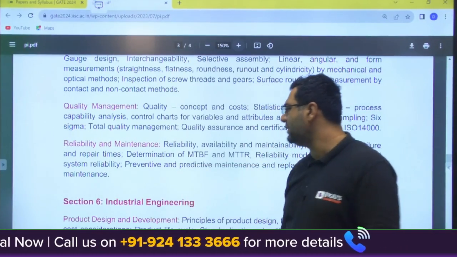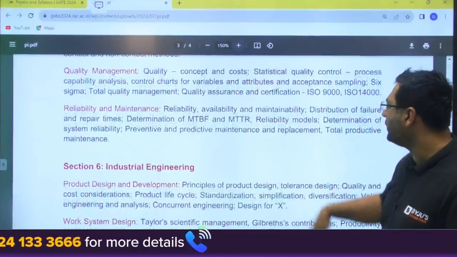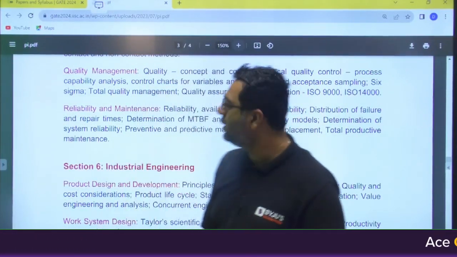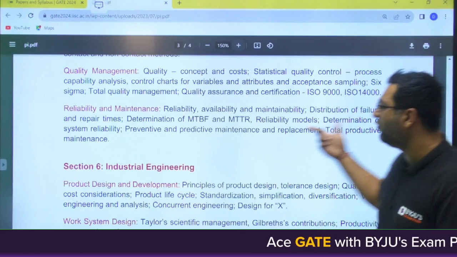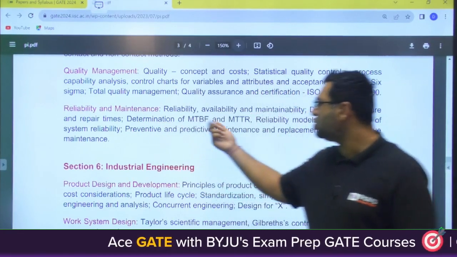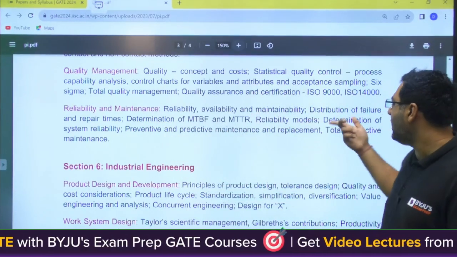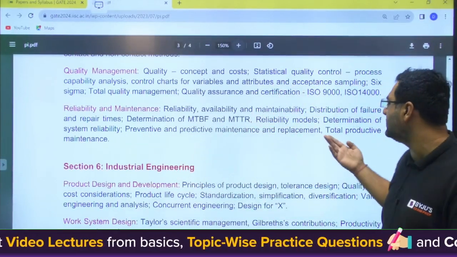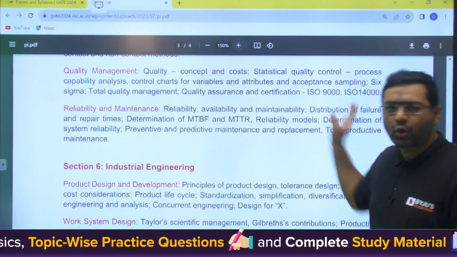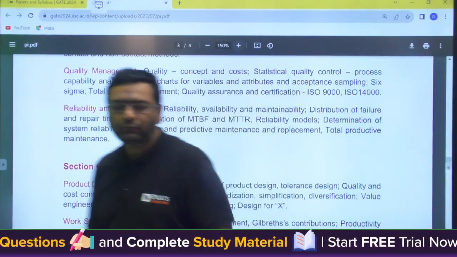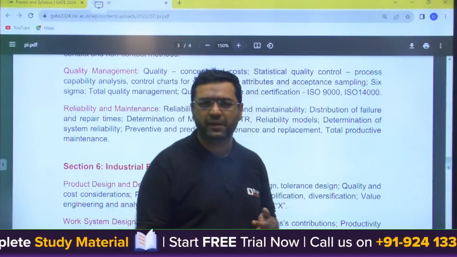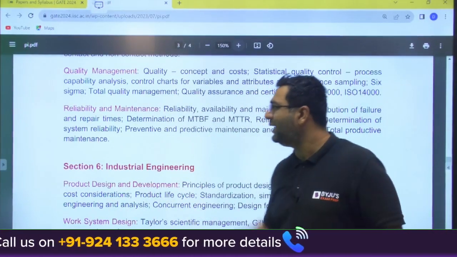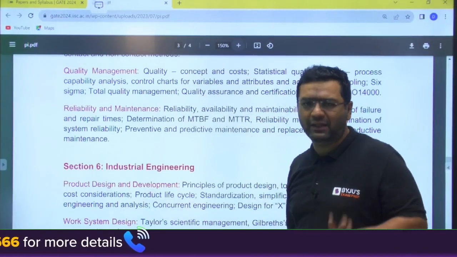Then reliability and maintenance, reliability, availability and maintainability. This also comes under the maintenance engineering part of the ESC syllabus. So you study this: distribution of failure and repair times, determination of MTBF and MTTR, reliability models, determination of system reliability, preventive and predictive maintenance and replacement, and TPM. All these things are the part of either SQP, which is ESC paper 1, or the technical syllabus of ESC maintenance engineering. So they are covered in the ESC syllabus, not in the GATE syllabus.